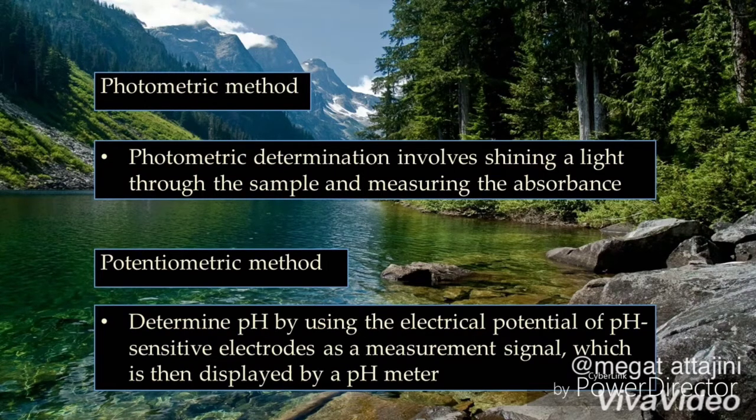However, it is not preferable because the measurement will be unreliable if the solution to be measured is cloudy or has an inherent color. Lastly is the potentiometric method. It determines pH by using the electrical potential of pH-sensitive electrodes as a measurement signal, which is then displayed by a pH meter. The method is very sensitive, so it is the most sensitive method.